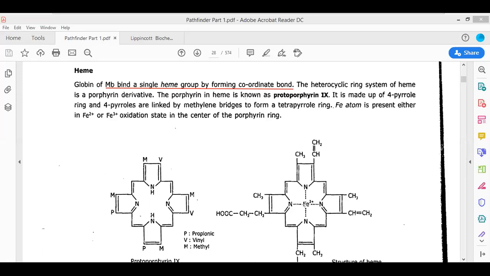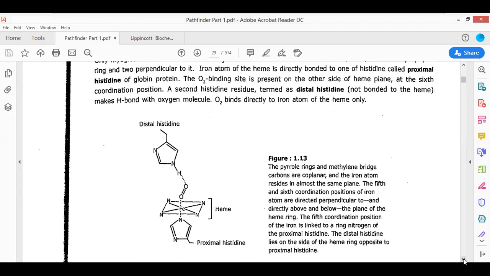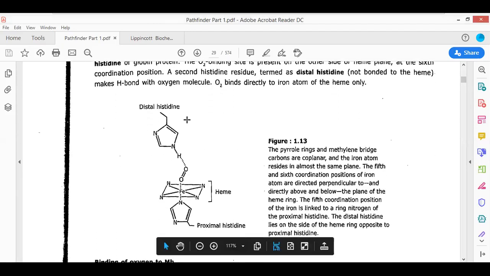The iron molecule Fe+2 is coordinately bound. So the iron atom is present either in the Fe+2 or Fe+3 oxidized state within the porphyrin ring. Now moving forward, let us see how the structure of myoglobin is produced. Myoglobin structure consists of 2 parts. One is referred to as the globular protein, another one is referred to as the heme group.